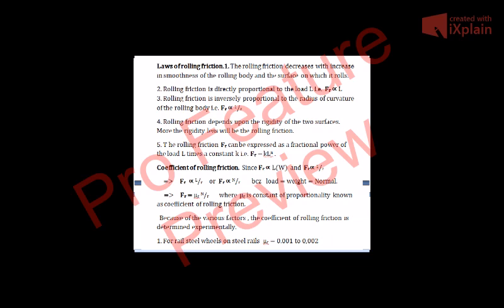So load is the weight. Weight is always balanced by the normal reaction. So Fr is proportional to L by R, which means Fr is proportional to N by R. Load and weight are balanced by the normal reaction. So Fr is equal to mu R times N by R, where mu R is the constant of proportionality known as the coefficient of rolling friction. Because of the various factors, the coefficient of rolling friction is determined experimentally.